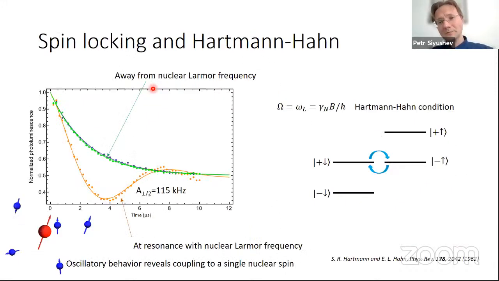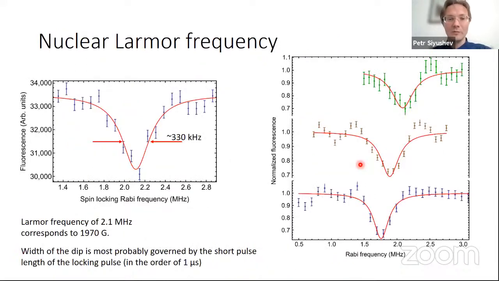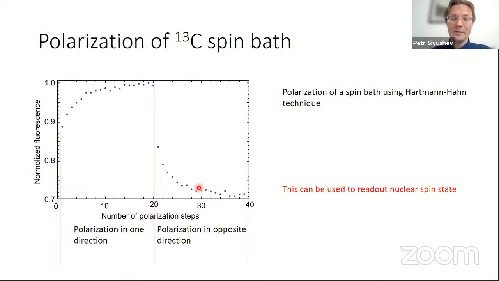And also, depending on in which state we initially prepare our electron spin, either plus or minus, we evolve in a different direction. Therefore, we can repolarize our nuclear spin bath in one or another direction. And that's what we do at this point, and we see how it evolves. Also, as I said, we see the change in the luminescence from the defect depending on the polarization. And this, of course, can also be used for readout of the nuclear spin.